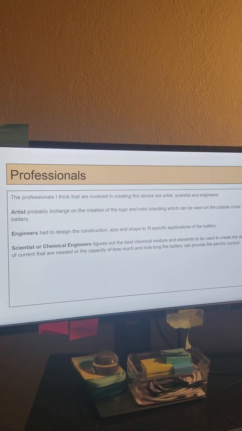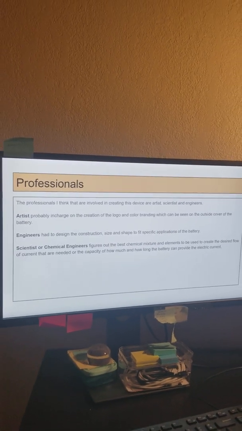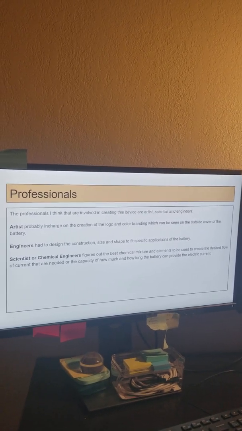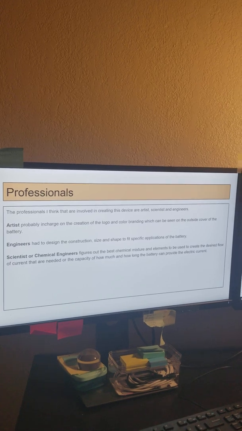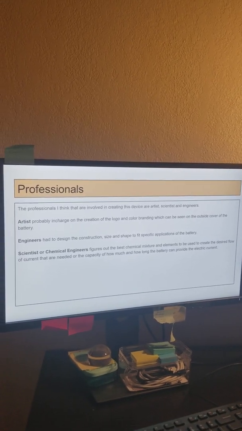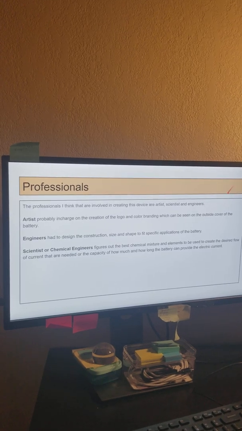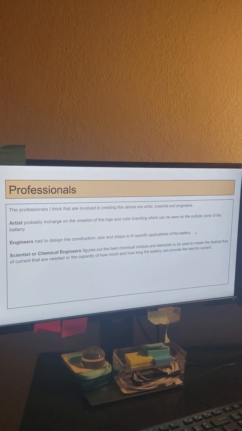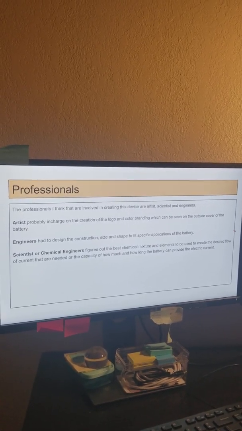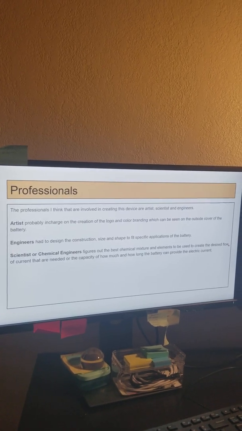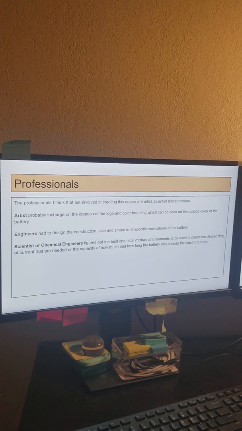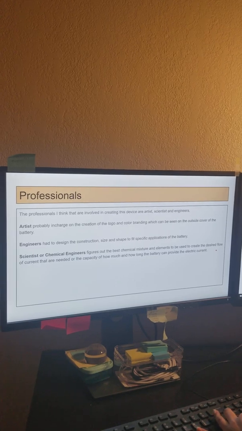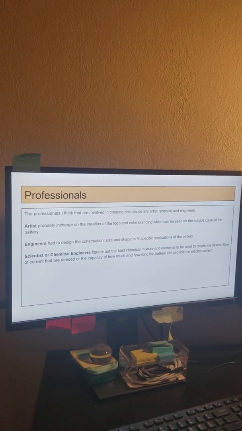Here are the professionals. The professionals that are involved in this device are the artists, scientists, and engineers. Artists are in charge of the creation of the logo and color branding, which can be seen on the outside cover of the battery, which you'd seen in the picture as a metal jacket. Engineers had to design the construction, size, and shape to fit specific applications of the battery. Scientists or chemical engineers figure out the best chemical mixture and elements to be used to create the desired flow or current that is needed, or the capacity of how much and how long the battery can provide the electric current.